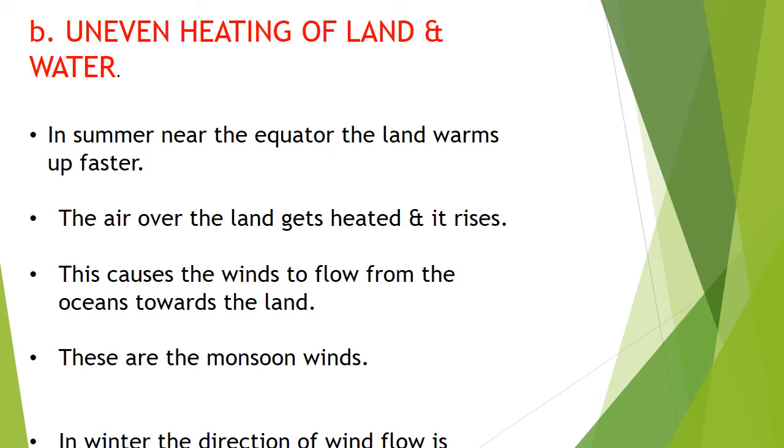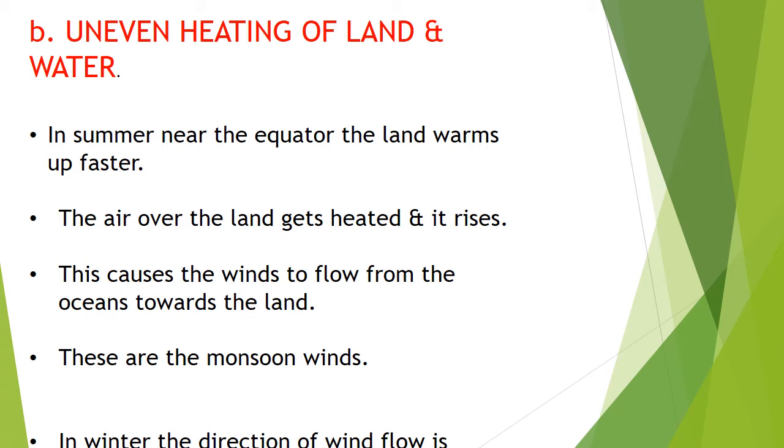So when we are discussing uneven heating of land and water, in summer, near the equator, the land warms up faster. So what happens? The air over the land gets heated and it rises. This causes the winds to flow from the ocean towards the land. These are the monsoon winds. In winter, the direction of this wind flow is opposite, and this results in the formation of monsoon winds. Okay.